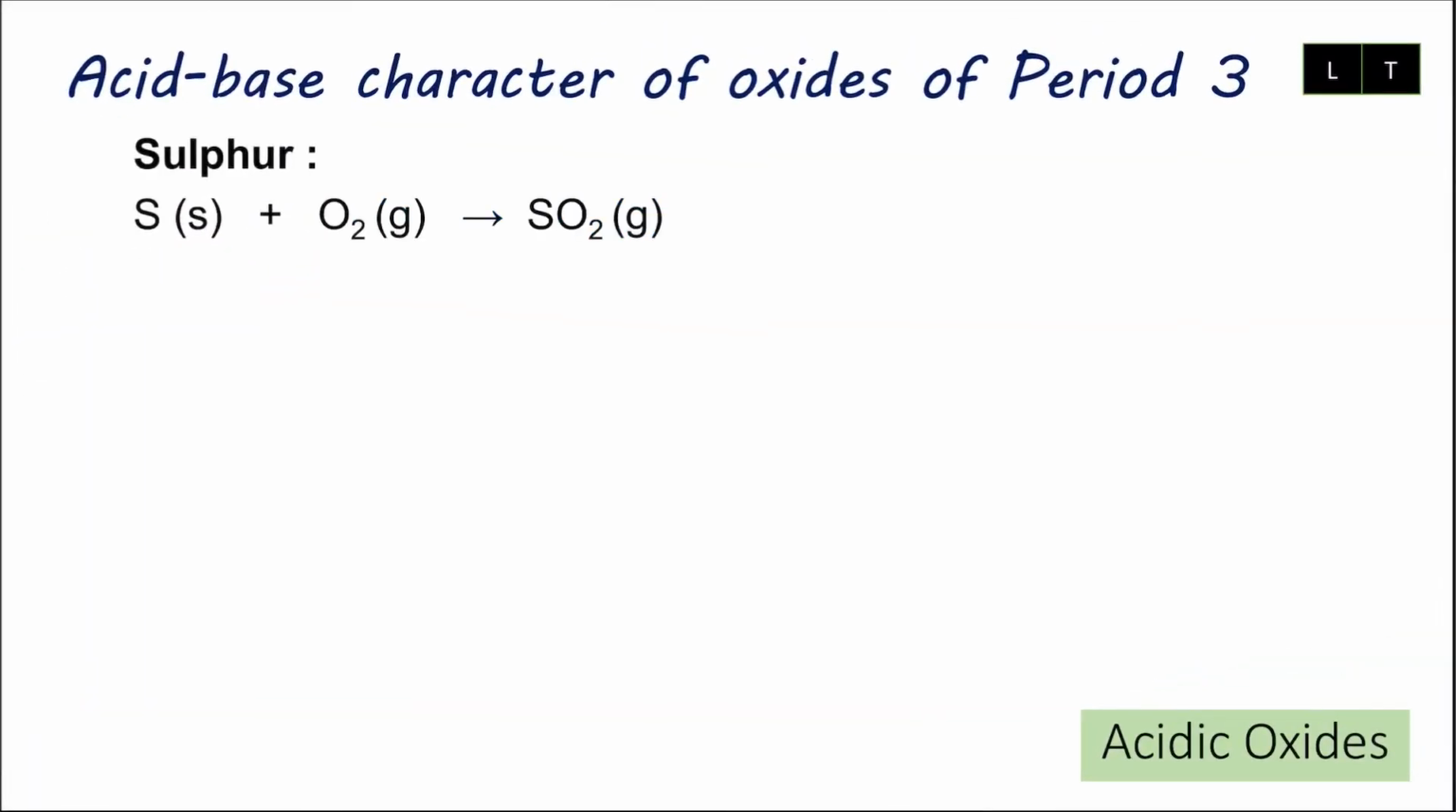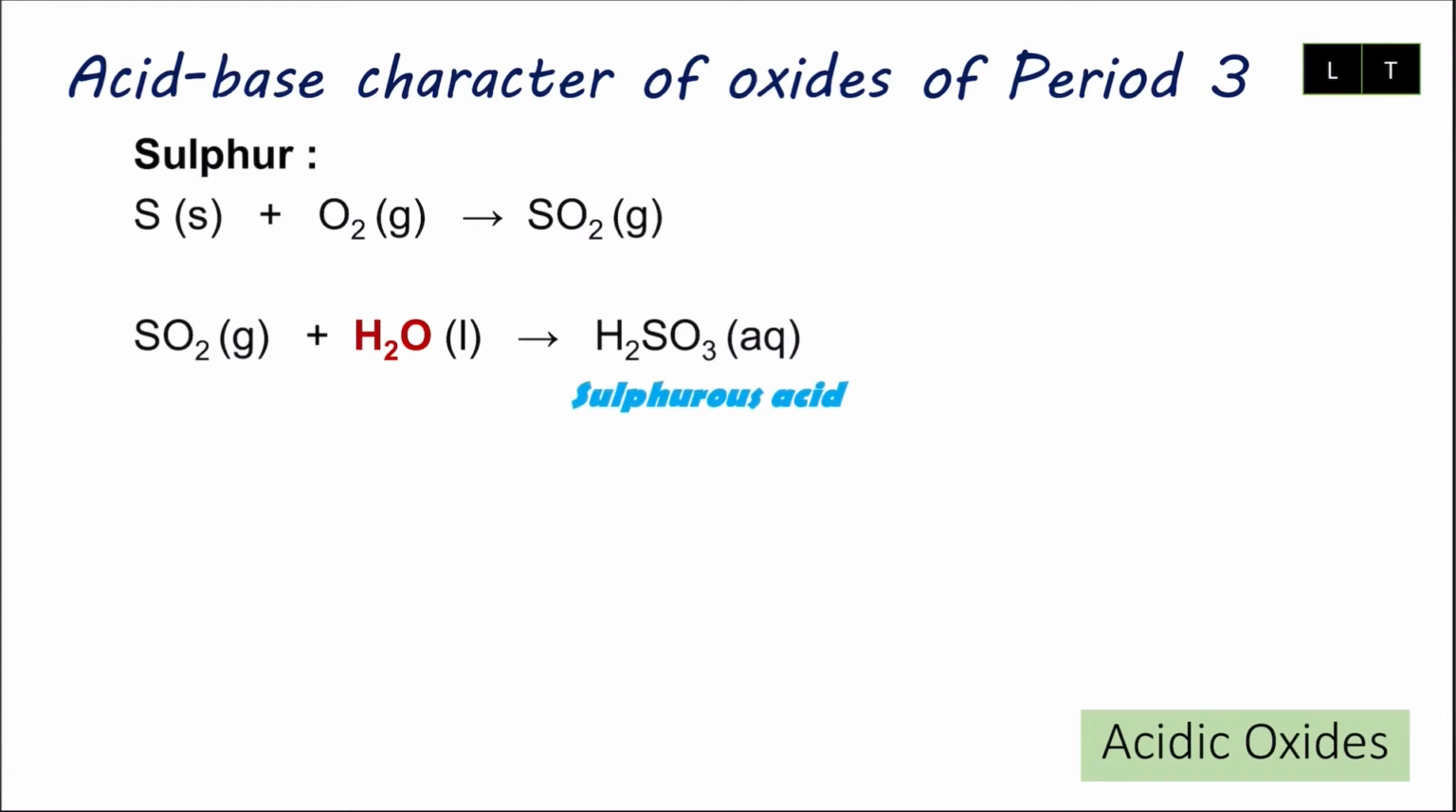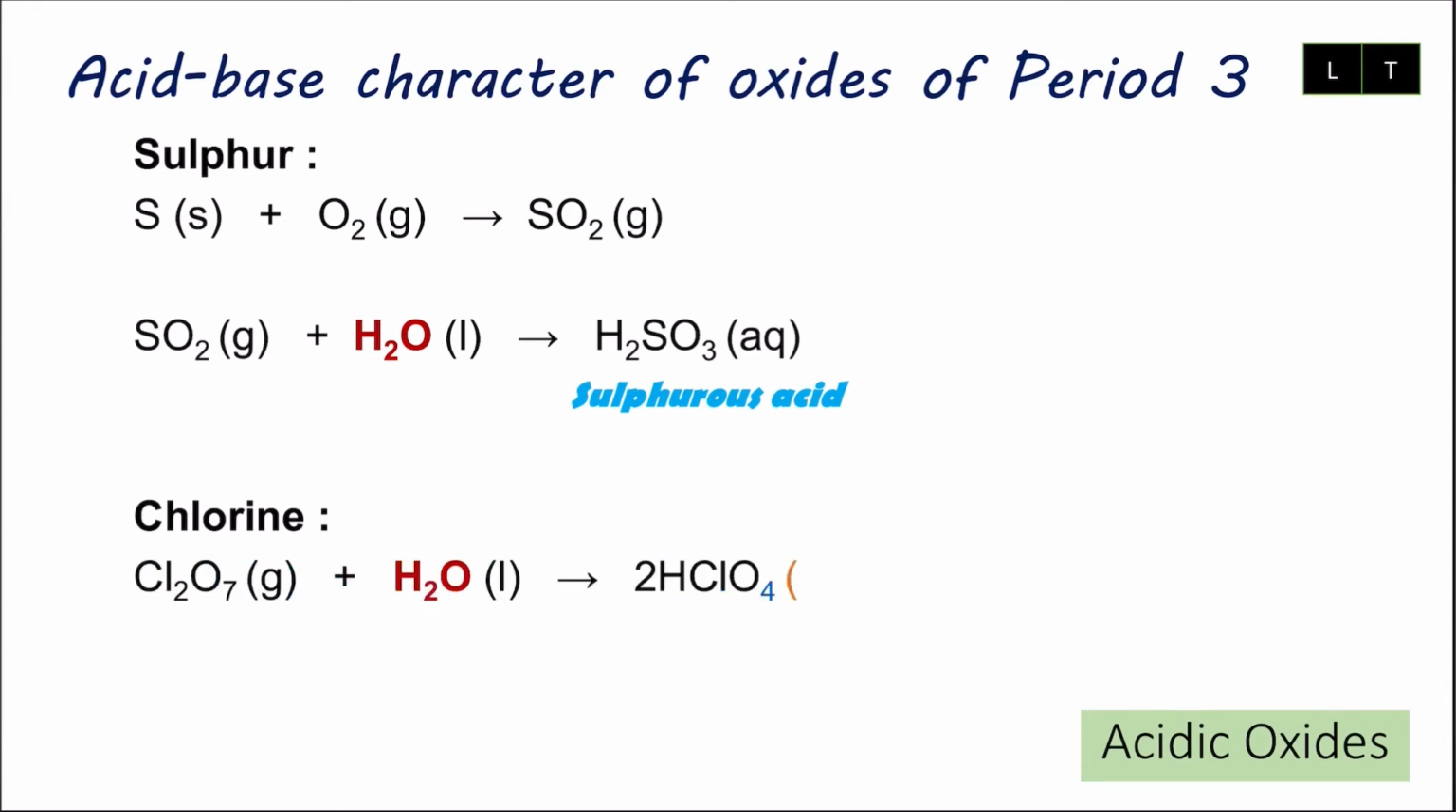Next, we continue with sulfur when reacts with oxygen to produce sulfur dioxide. So you can see that sulfur dioxide here is acid. So it will react with water to form H2SO3, sulfurous acid. And for chlorine, we know that chlorine can react with oxygen to form Cl2O7. And then Cl2O7 akan reacts with water to form HClO4.